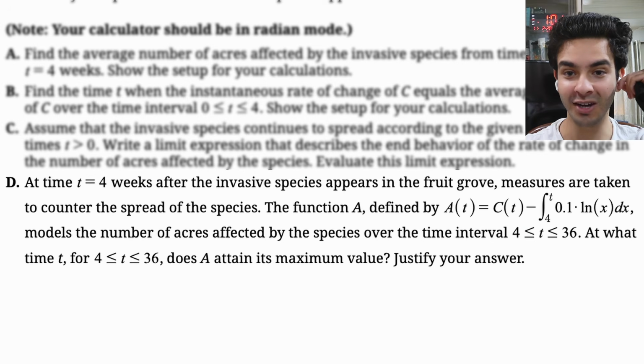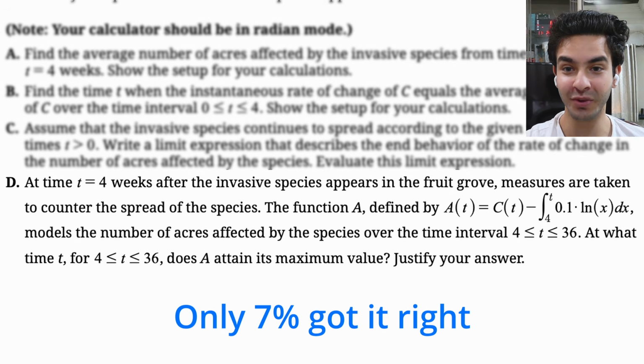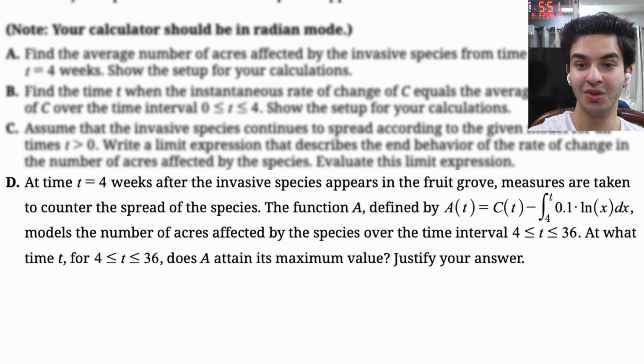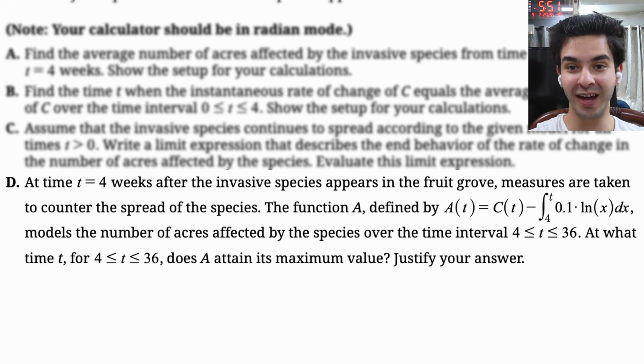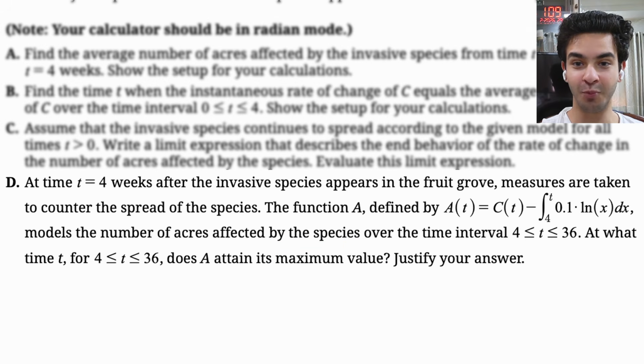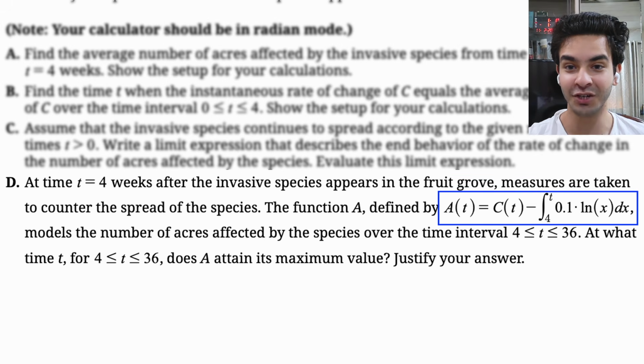All right, so now moving on to part D. This is the part where only 7% of students got it completely correct. And the thing they messed up with was not actually their final answer, but their justification. So part D basically defines this function a of t, and it's asking us to find the maximum value of this function from t equals 4 to t equals 36. In general, to find the maximum point of a function, the first step is to find the values where the derivative equals 0. And so let's calculate the derivative of this a of t function here.